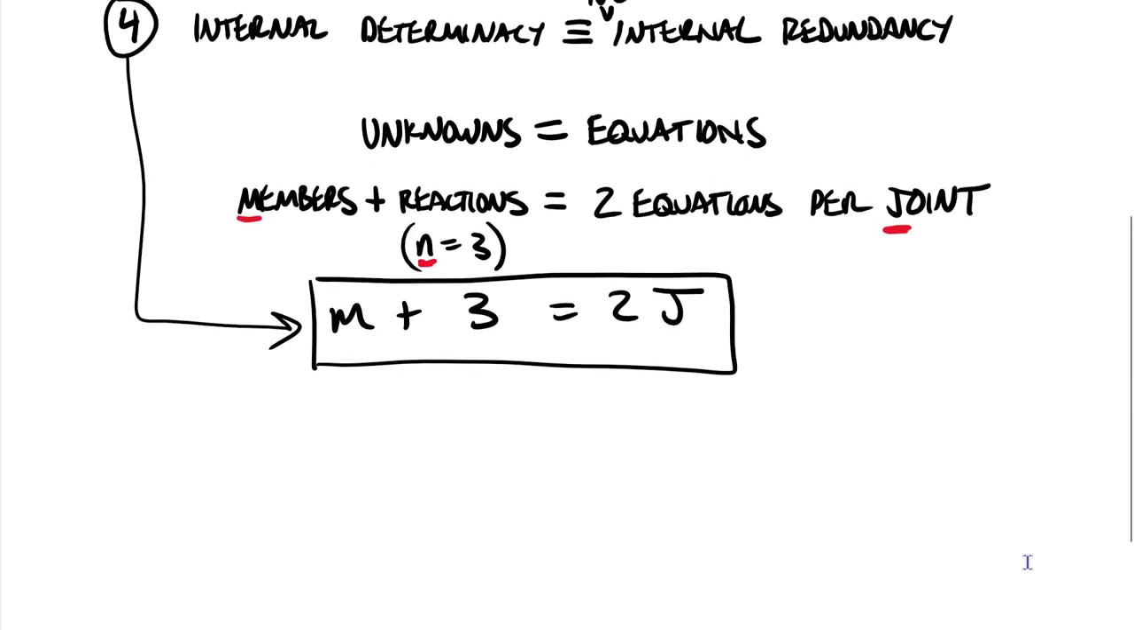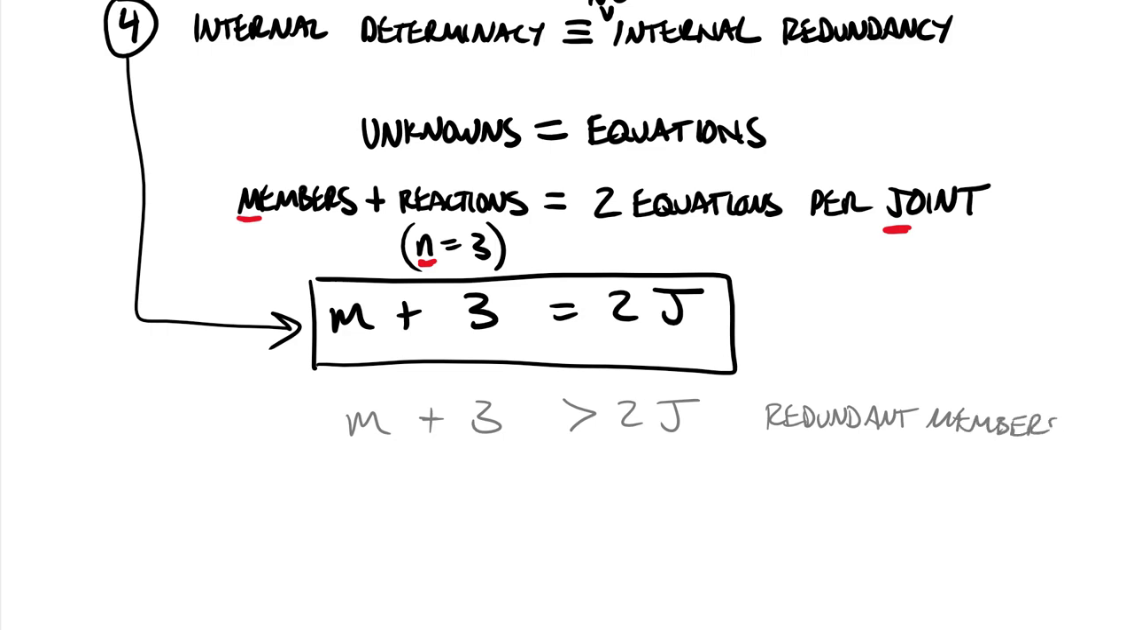So, just as context off to the side, if you end up with M plus 3 greater than 2J, what do you think that means? What do you think that means physically? You have an extra member, right? Fundamentally, if we're still sticking with 3 reactions. So this is actually a case where we'd have redundant members. Probably your safest design choice, but a design choice that we can't analyze here in statics.